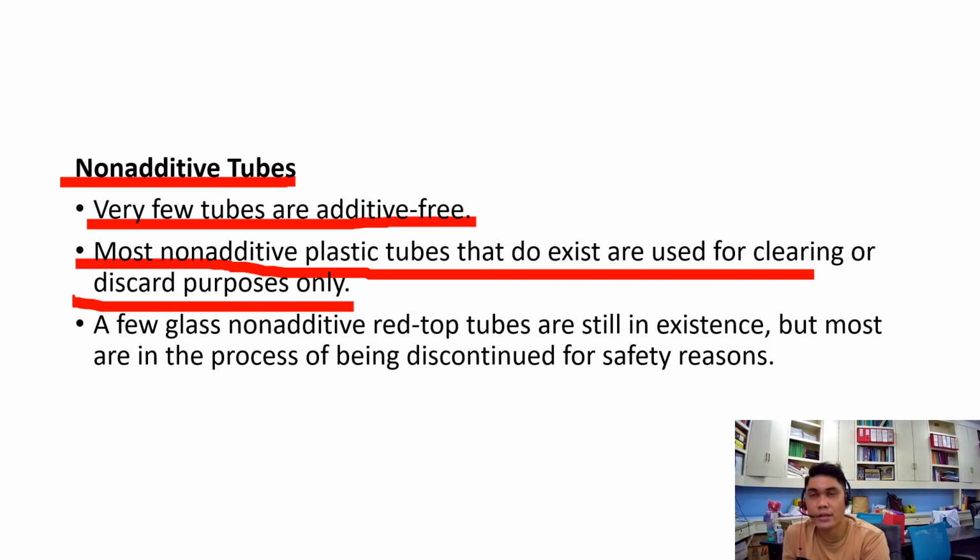But there are still glass red stopper tubes available in the market. A glass red stopper tube contains no additive, so you'll wait up to 60 minutes for your sample to clot if you're going to use a glass red stopper tube to collect a specimen for chemistry.